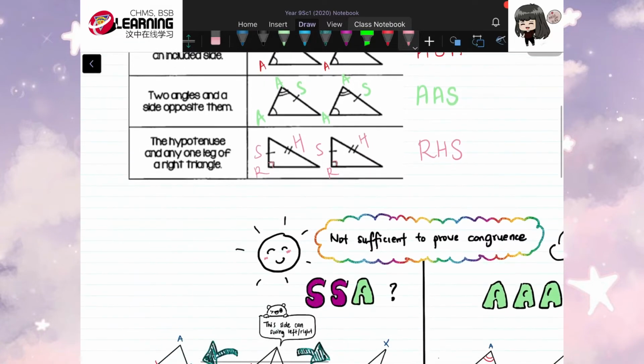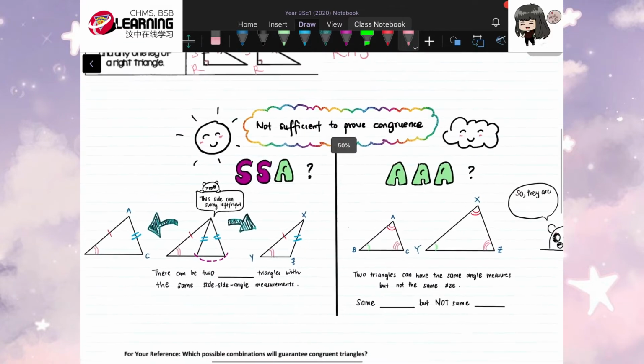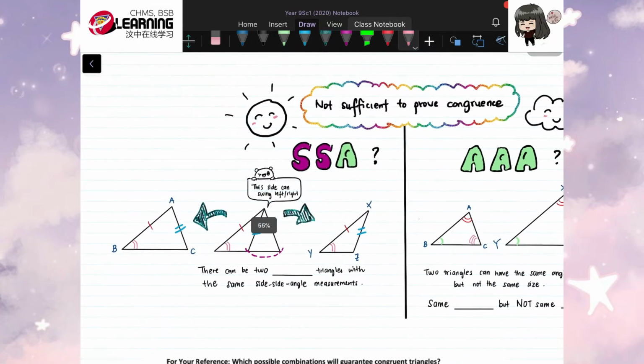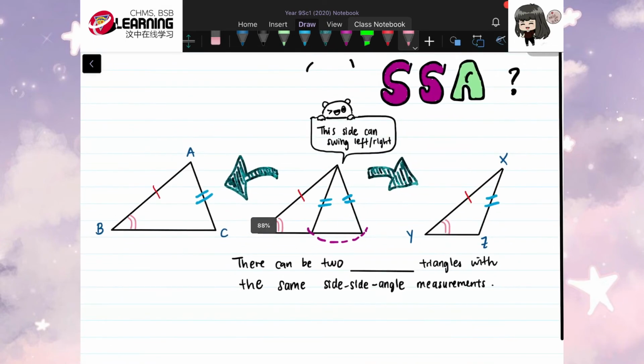How about SSA and AAA? What if we are given side, side, angle? Can we guarantee the congruency of the 2 triangles? Let's check. Let's look at SSA first. Look at triangle ABC. We have the first side, the second side, and an angle here. So we have SSA.